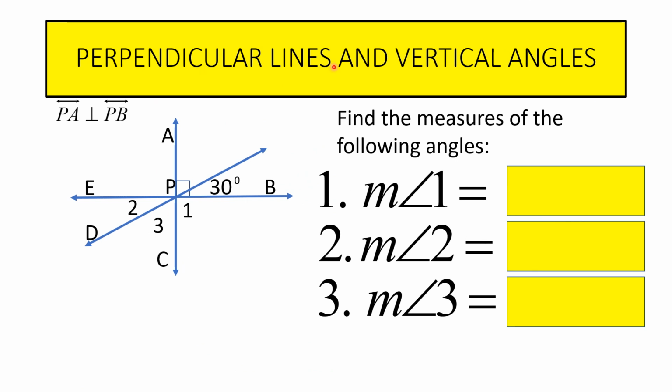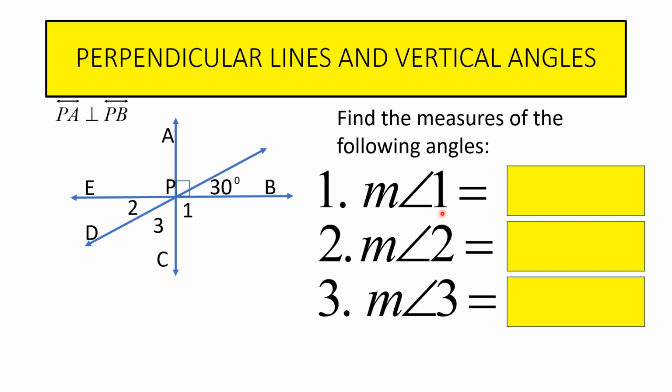So we have perpendicular lines and vertical angles. We need to find the measures of the following angles. It is stated here that line PA is perpendicular to line PB. So this is line PA. This one is line PB. The two lines are perpendicular. Therefore, we have four right angles. This is one right angle, another right angle, another right angle. So we have four right angles.